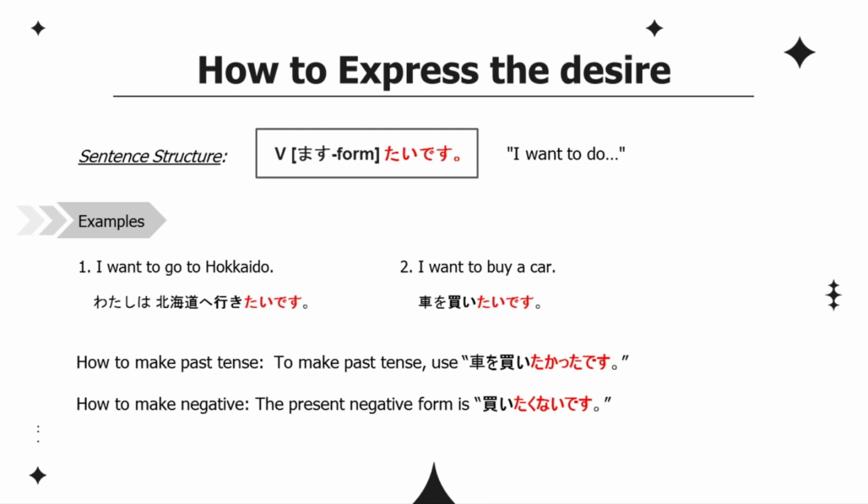How to make negative. The present negative form is 車を買いたくないです。 As such, the tense conjugation rules of V plus tai are the same as i adjectives. Just like the first usage, en ga hoshii desu. This grammar is used for the first person's desire or request, while the second or third person's desire cannot be expressed. However, the speaker can use this expression to ask the second person about their desire. Likewise, when you ask someone for something.